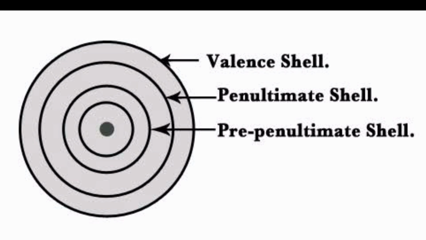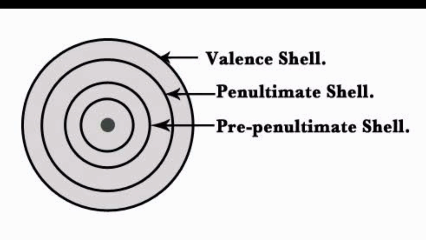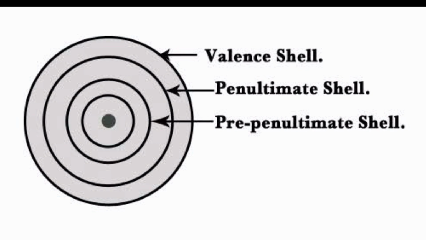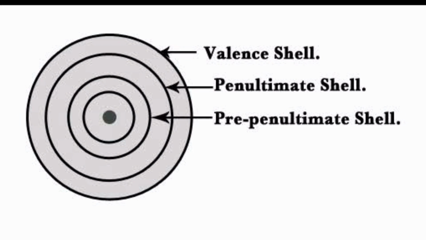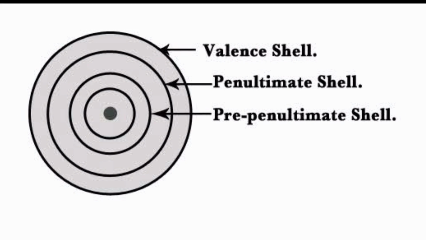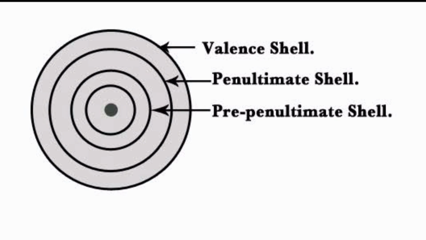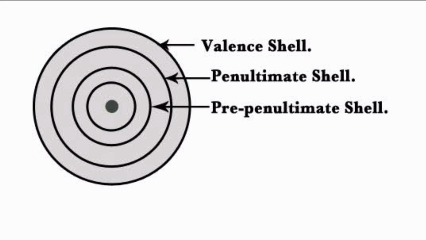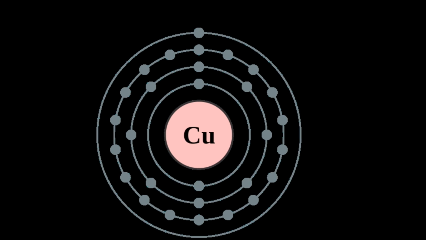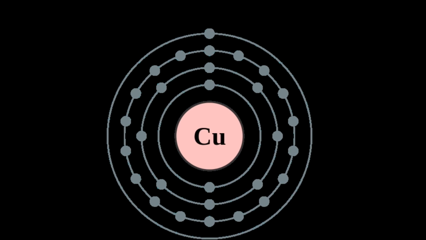Next we will be discussing a little bit different topic, that is variable valency. Certain elements exhibit more than one valency by sharing electrons from more than one shell. We know electrons are lost or gained only in the valence shell, but here they are sharing from the penultimate shell also. Example, copper. Copper is having 2 valencies, 1 and 2.